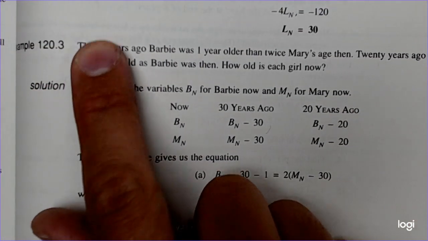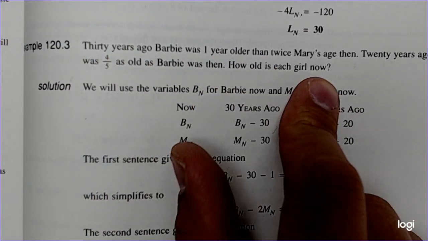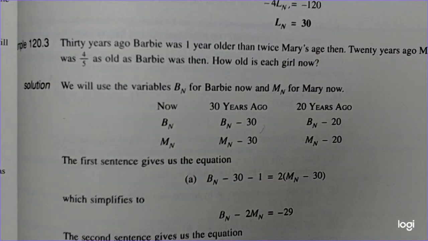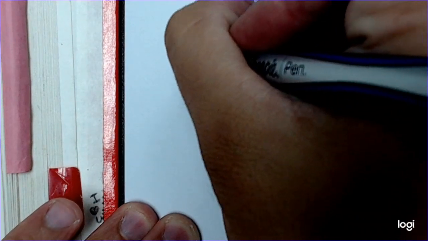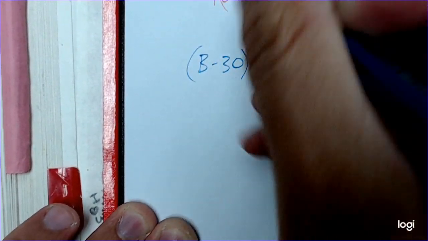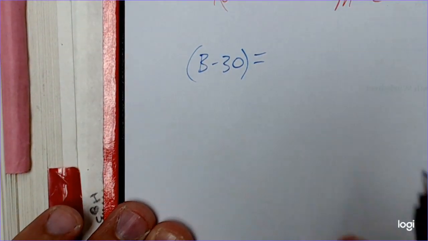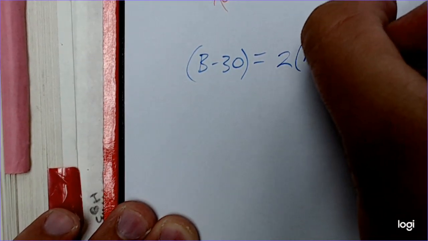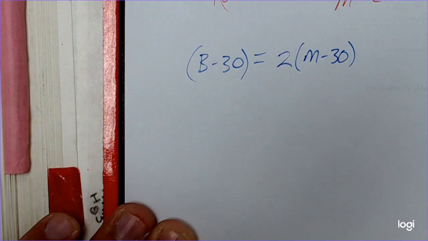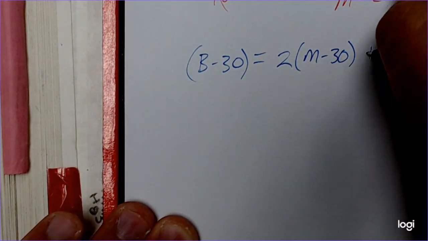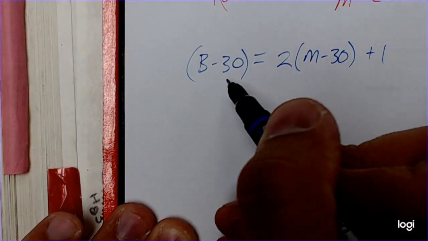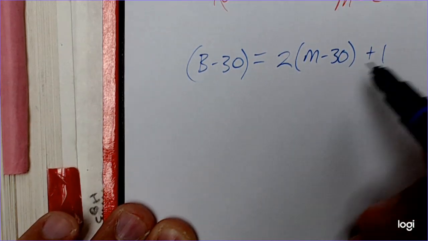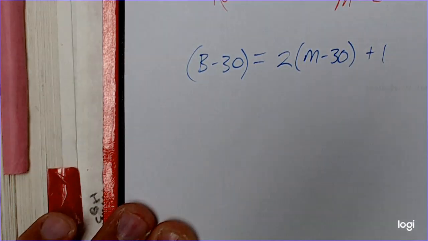So let's start with this first equation. 30 years ago, Barbie was 1 year older than twice Mary's age. All right, let's break this down slowly. 30 years ago, Barbie minus 30, and it says that she was, that's the equal sign, 1 year older than twice Mary's age. So twice Mary's age 30 years ago, and 1 year older, so plus 1. So 30 years ago, Barbie was 1 year older than twice Mary's age. Cool, I've got my first equation.